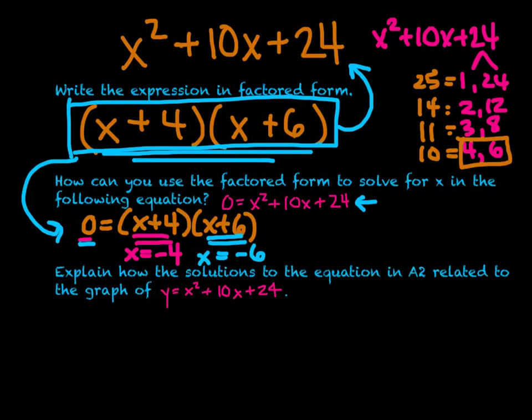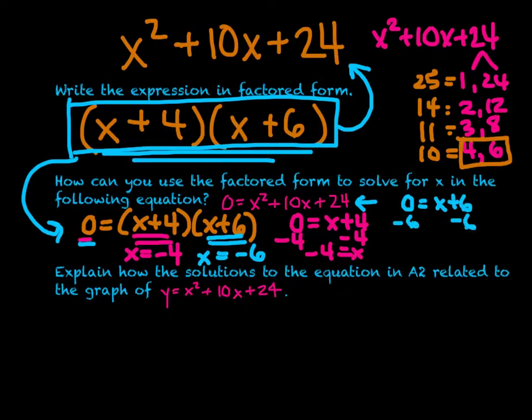Another way we could do it, so it's not just all in our head, is this. We could say 0 is equal to x plus 4, and actually use our properties of equality. Subtract 4 from each side, we get negative 4 is equal to x. We could also do the same thing for x plus 6. We could say 0 is equal to x plus 6. Properties of equality, I'm going to subtract 6 on both sides, so I get negative 6 is equal to x.